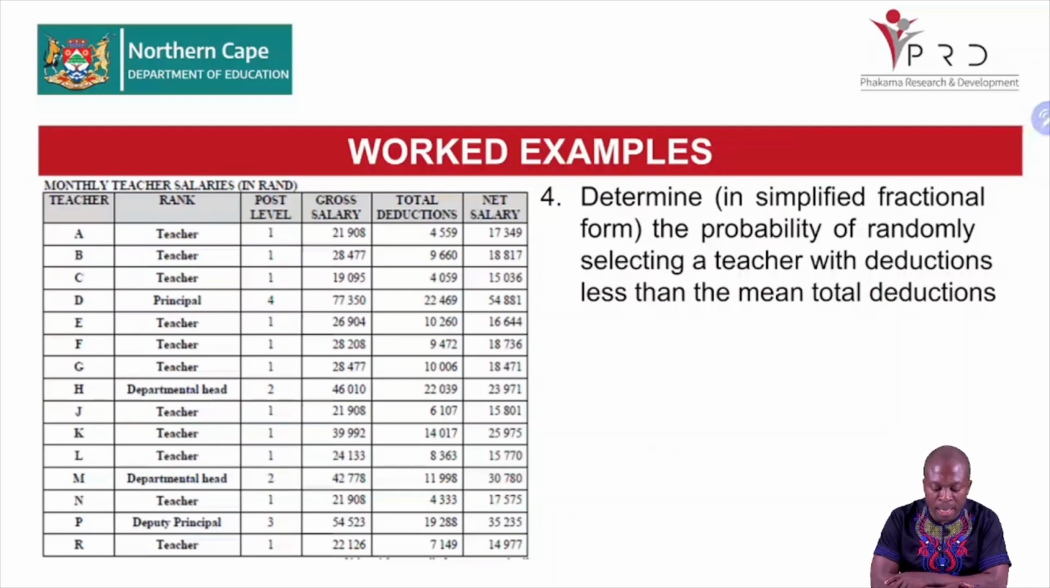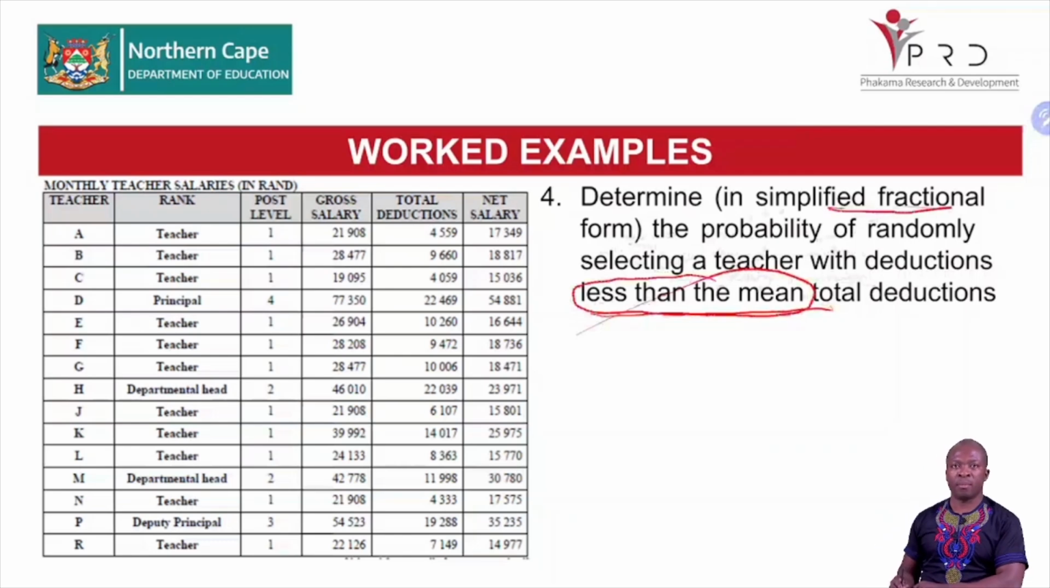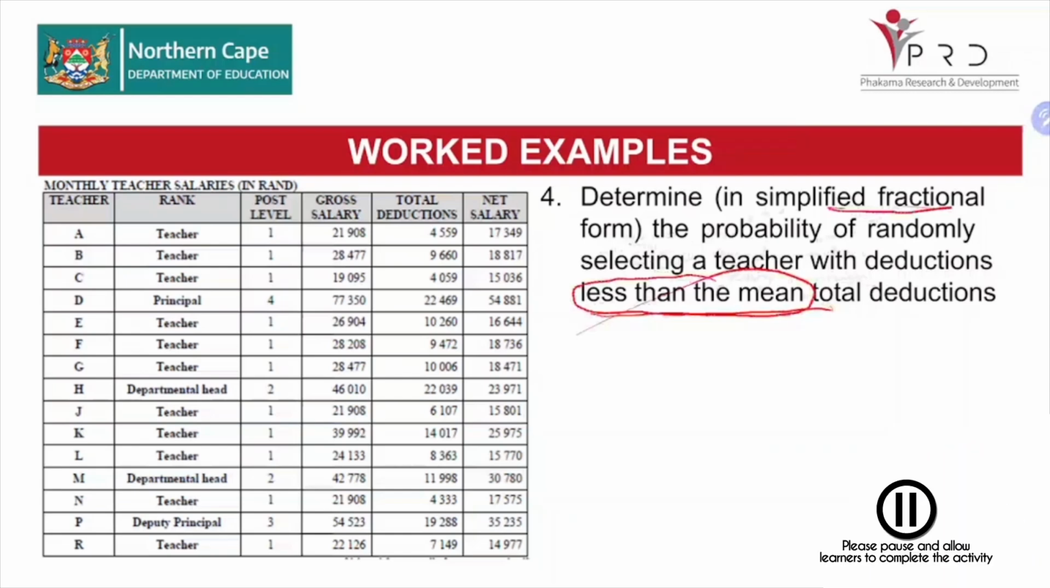The next question: determine in simplified fractional form the probability of randomly selecting a teacher with deductions less than the mean. So for you to do this one, the key is less than the mean. Once you are done, the answer must be in fraction form, because we are looking for the probability. So you have 3 minutes. I want you to discuss with somebody quickly and then get me the answer so that I can show you what I did. 3 minutes, we come back.